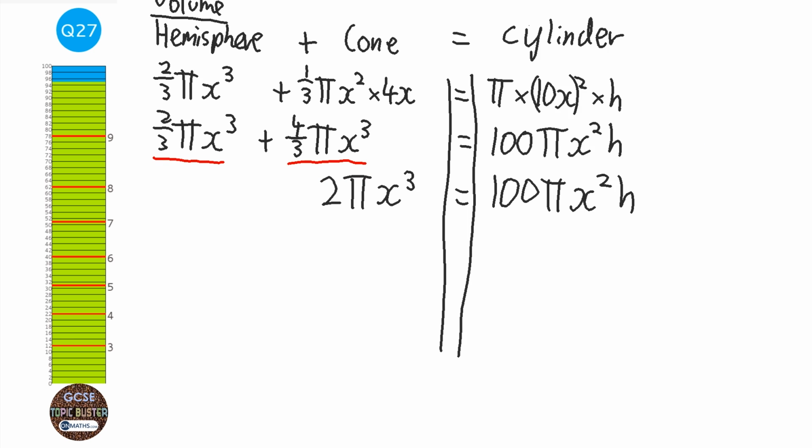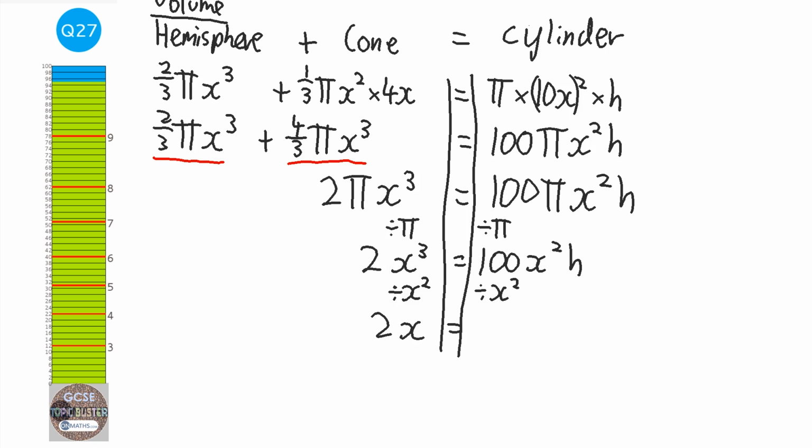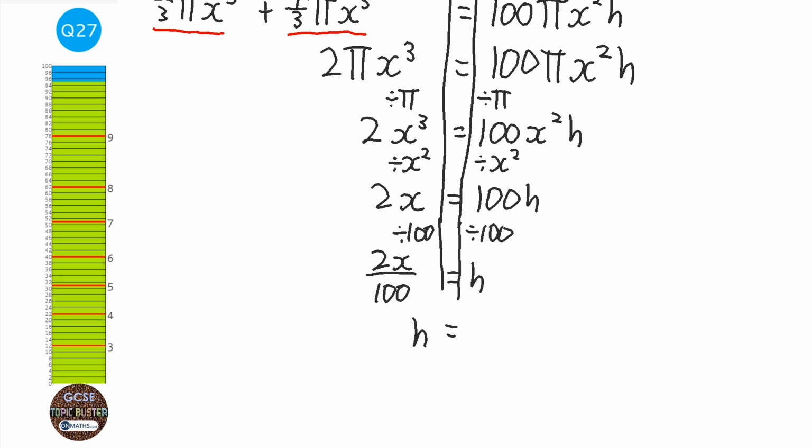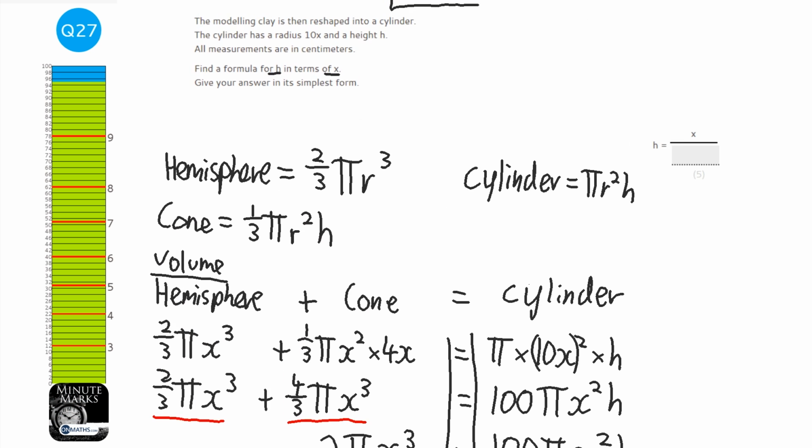So first thing I need to do, well, let's have a look. What's easy to do is just divide both sides by pi. Let's get rid of the pi's. So 2x cubed equals 100 x squared h. Now we want h on its own, so we're getting close. We need to divide by the x squared first to get h on its own. So I'm going to divide by x squared. So we get 2x equals 100h. So we can already see we're really close. So to get h on its own, we need to divide both sides by 100. And that's going to be 2x over 100 equals h, or h equals, and we can cancel the 2 and the 100. We can divide them both by 2. Equals x over 50. So our answer is h equals x over 50.